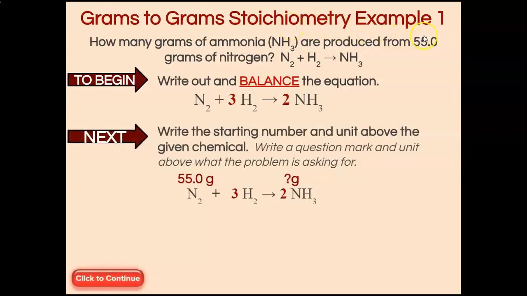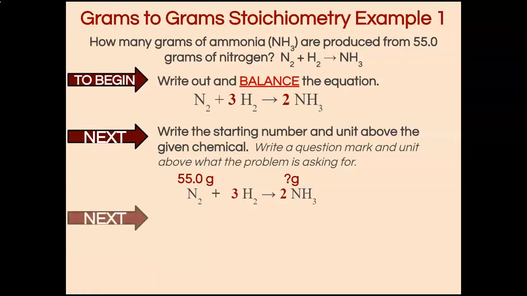So my problem stated that I had 55 grams of nitrogen. So I'm going to put that 55 grams of nitrogen above the formula for nitrogen in the equation, and I'm going to put a question mark and the unit above what I'm looking for. So my problem said how many grams of ammonia are produced from 55 grams of nitrogen. 55 grams of nitrogen here, question mark, grams of ammonia. Notice there's nothing above our hydrogen. I don't need to use hydrogen in this equation, so I leave it blank. It is not part of this problem.